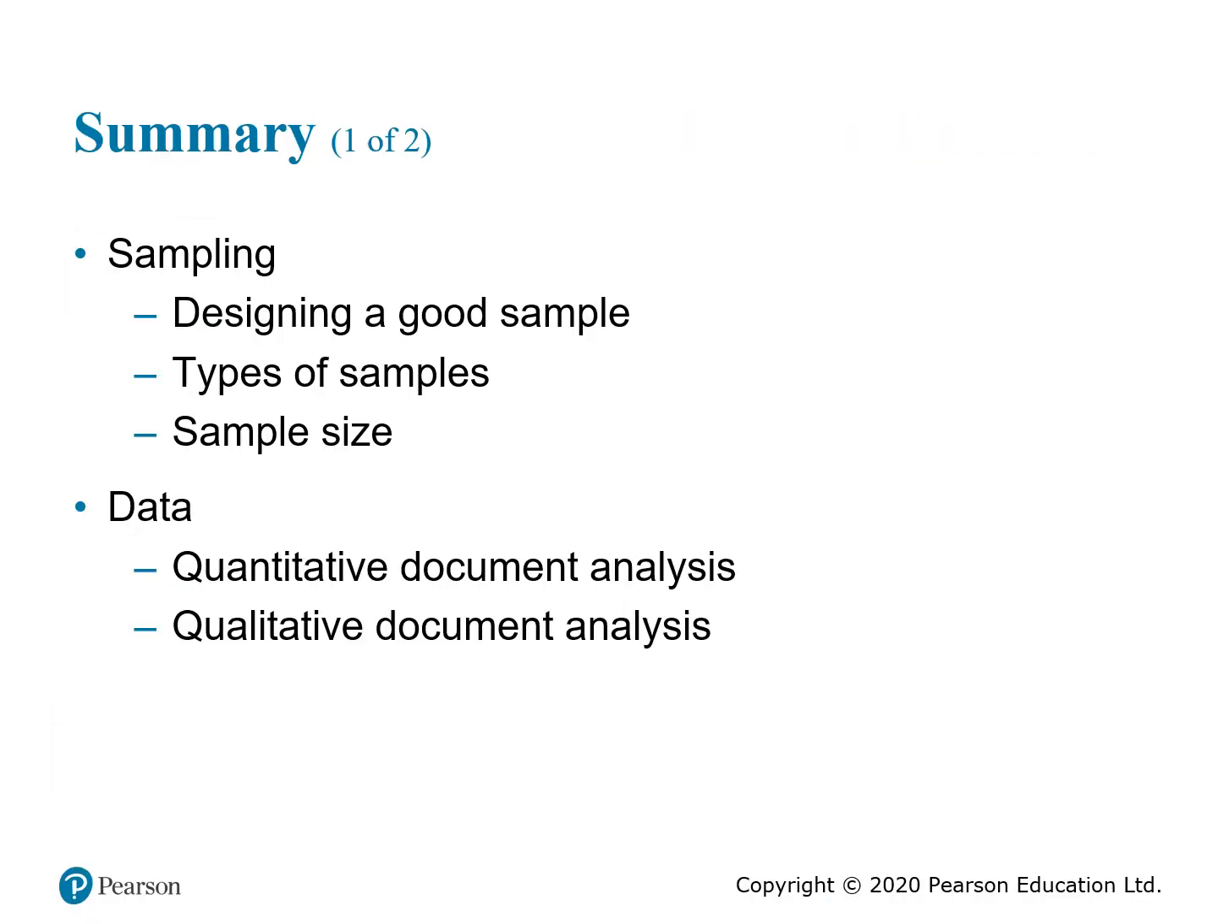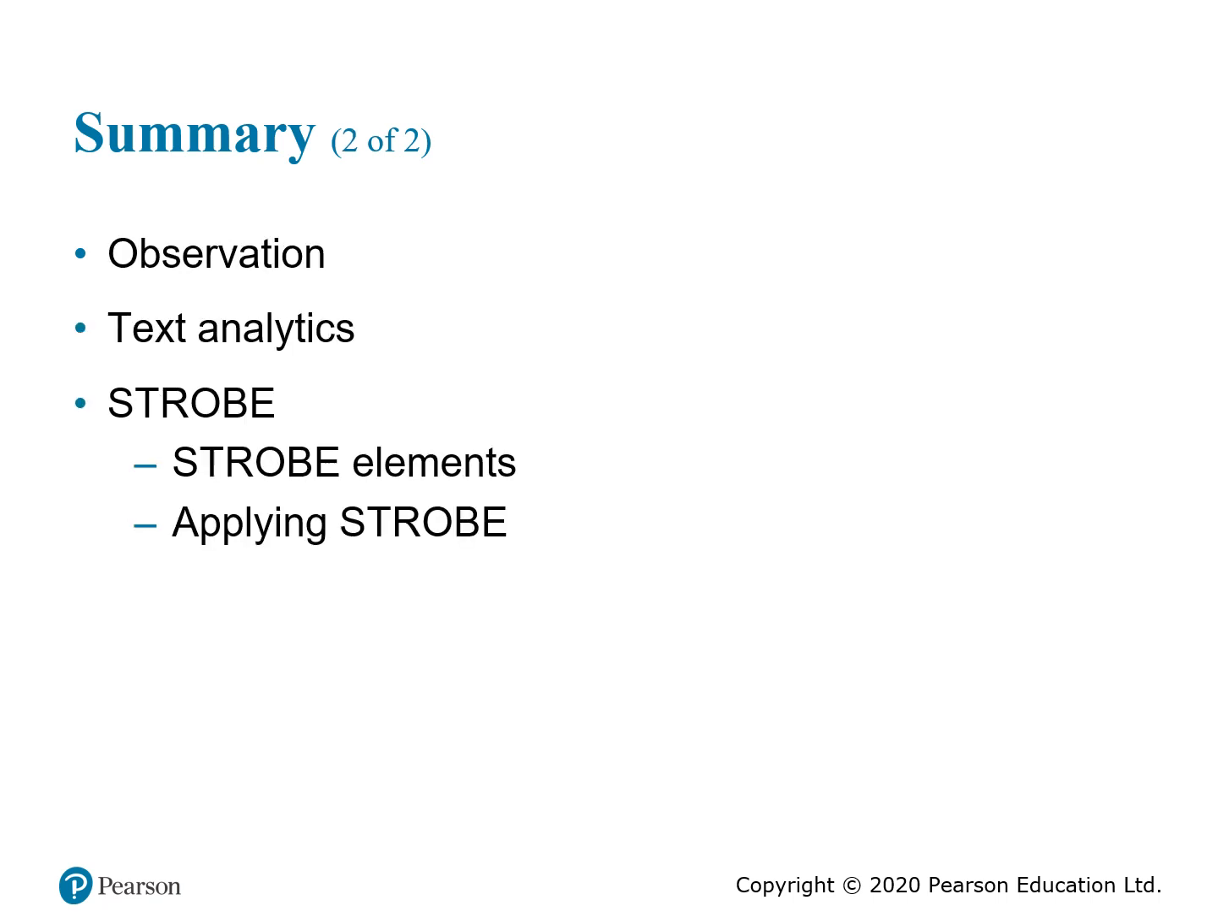Okay. In summary, we discussed in this video the sampling in terms of designing a good sample, and also the types of sampling techniques. We discussed the convenience and the systematic sampling methods and so on. And also we discussed the sample size and how we determine it. Then we also discussed the data types, the quantitative document analysis and the qualitative document analysis. We also have a discussion on observation, text analytics, Strobe methods as one of the observation methods, and we discussed the Strobe elements and also how to apply Strobe.